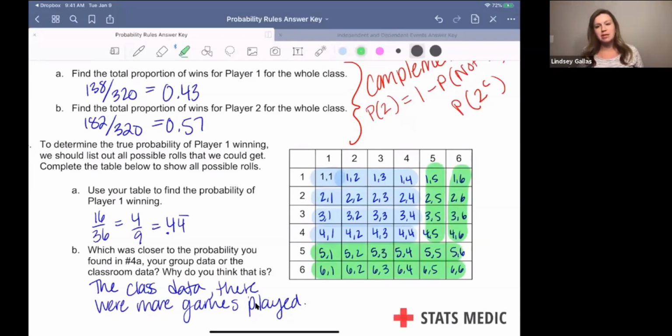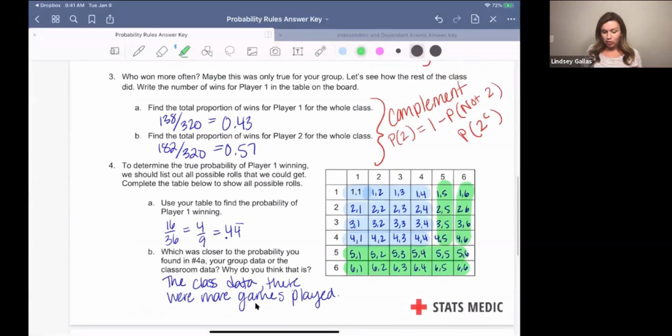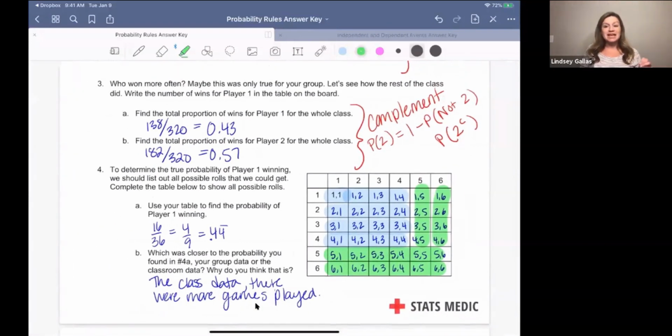So what are the chances that player 1 wins? Well, there are 16 outcomes here where player 1 wins. Out of the whole table, there are 36 possible outcomes. So I'm getting a probability of 16 out of 36, or 4/9, or 44% approximately. Now, that doesn't mean every time you play that exactly 44% of the time player 1 is going to win. This is, in theory, what we think will happen.